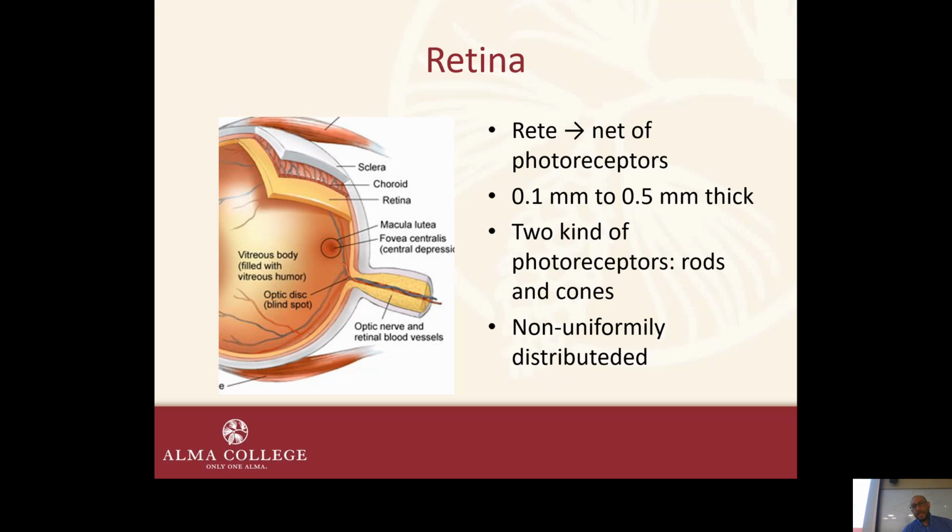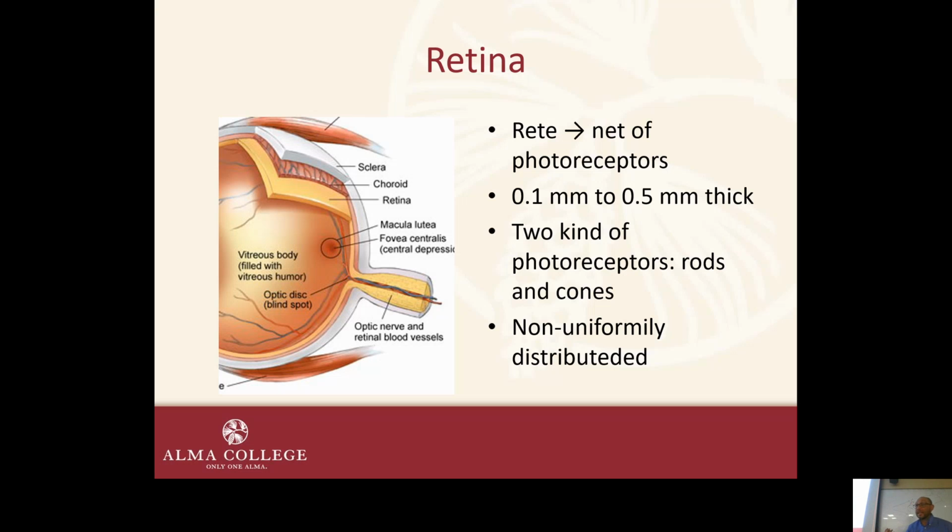We have 2 photoreceptors on the retina. We have cones and we have rods. The cones are in charge of detecting color, and the rods are more sensitive to illumination, the intensity of the light, and motion. And the distribution is a little bit different. It's pretty much unique to each one of us.